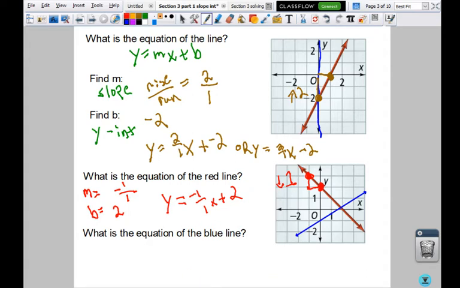Alright, we're going to do one more. You guys are going to help me out with this one. Then you guys are going to practice a couple, and then that'll be it. We're just going to practice finding these equations today. So, we're going to look at this blue line now, which is this kind of lower one.